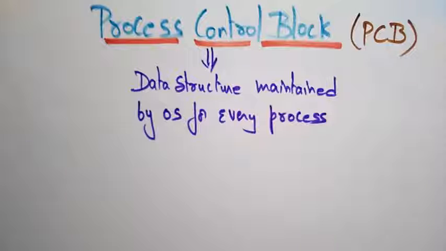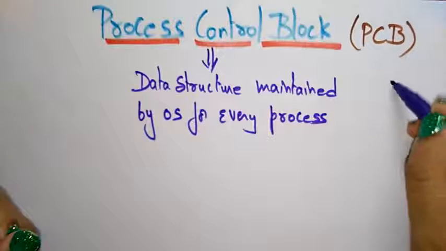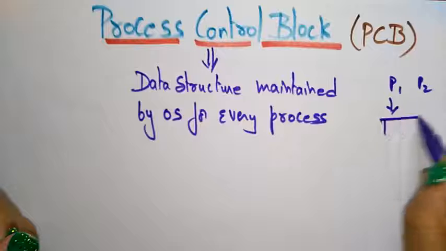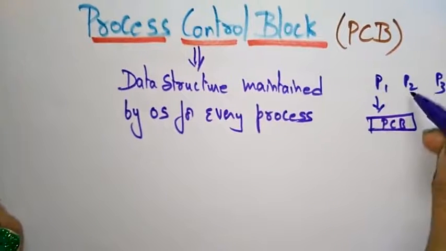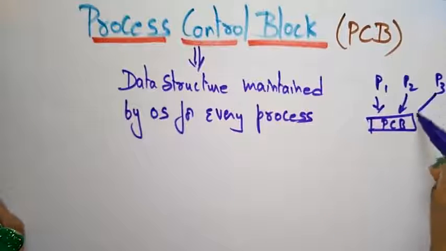Whatever process you are taking, a single process, that process is maintained in one process control block. Suppose different processes are coming, P1, P2, P3. Each will be maintained in some process control block with the information of that process. Each process's information will be stored in a process control block with its ID.